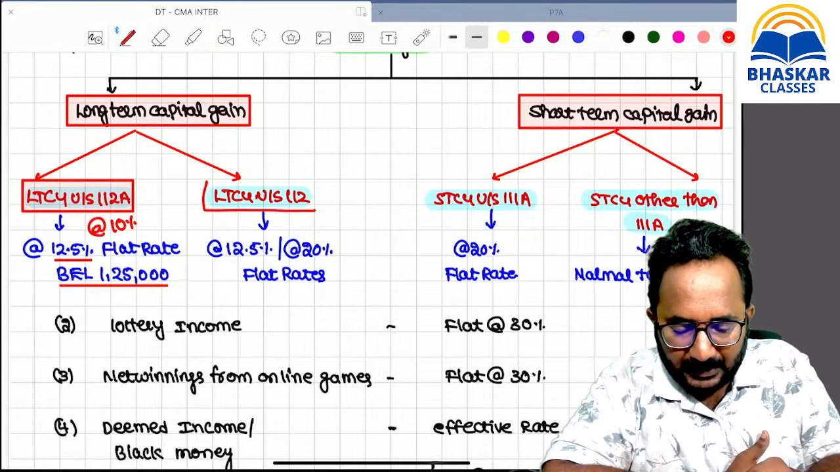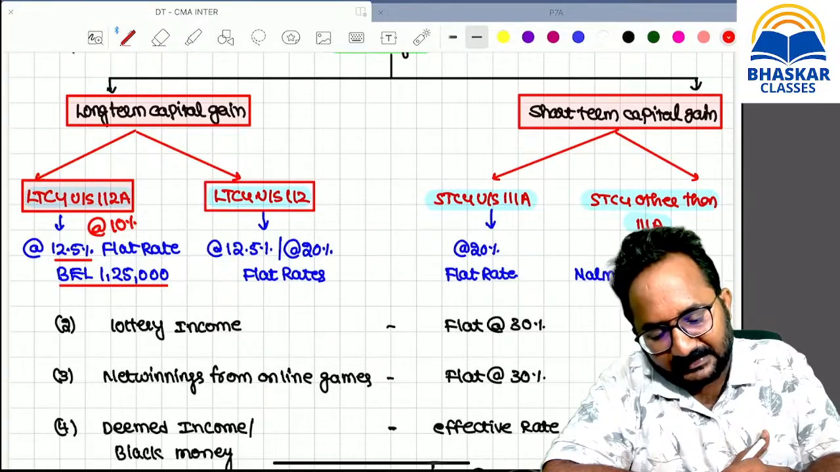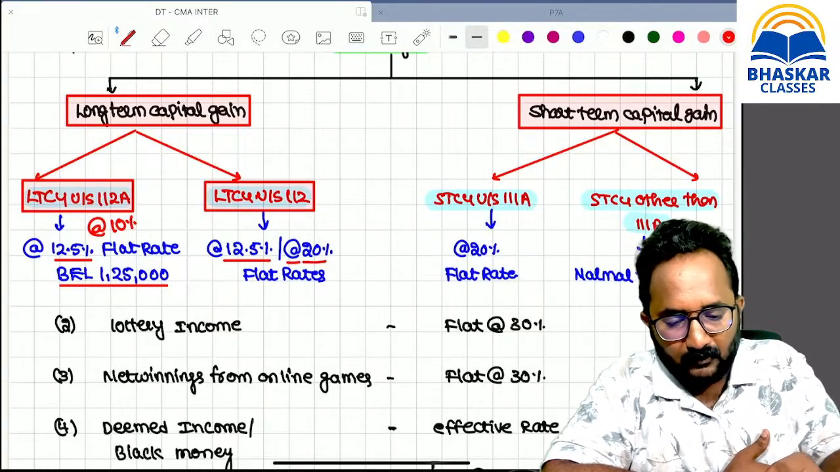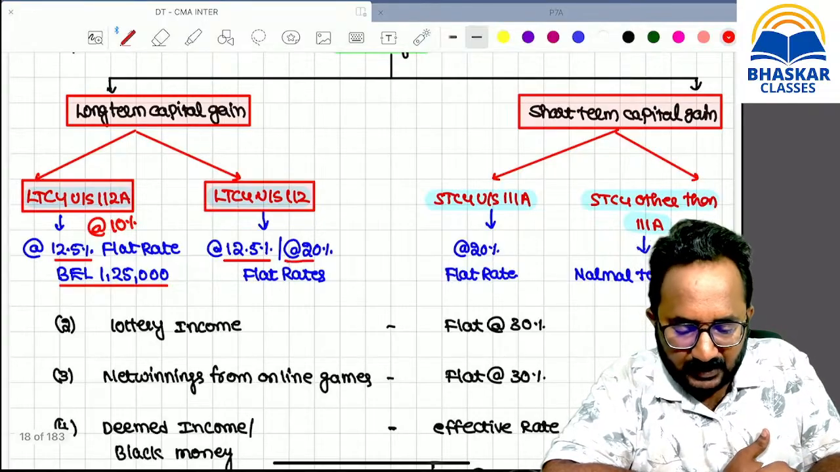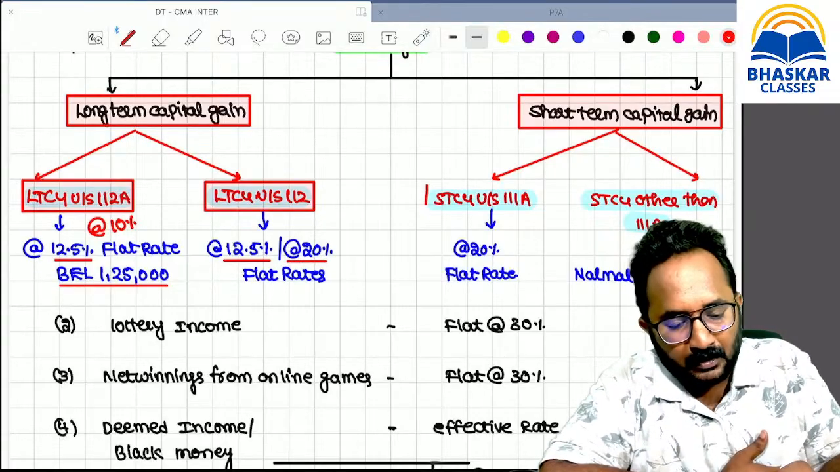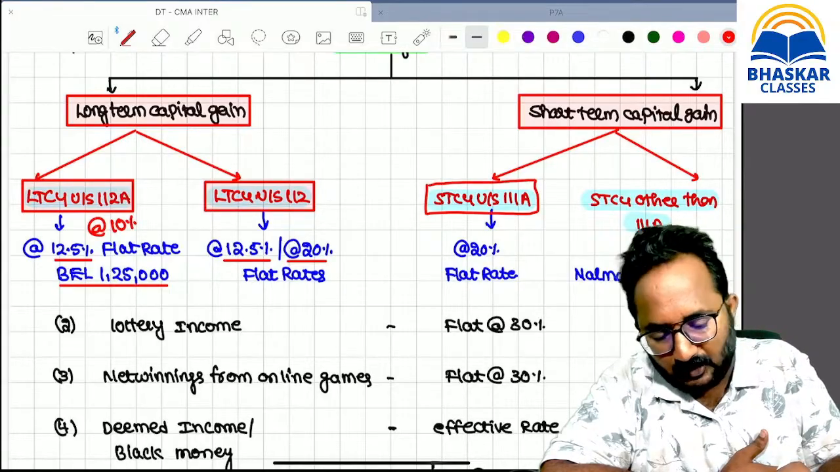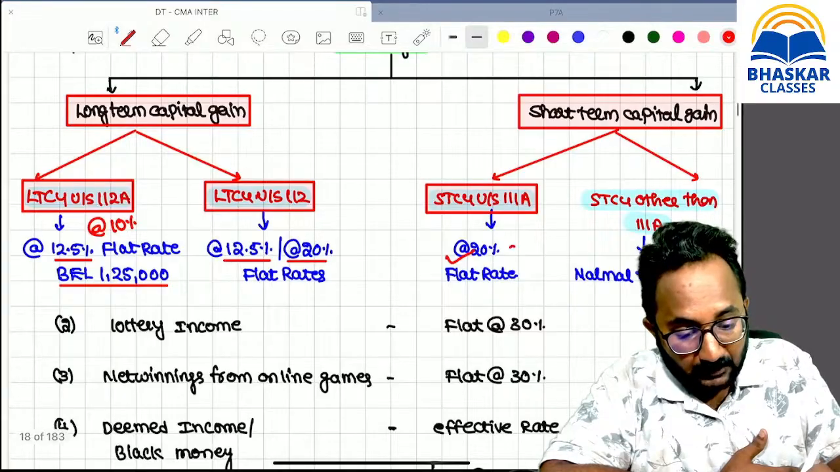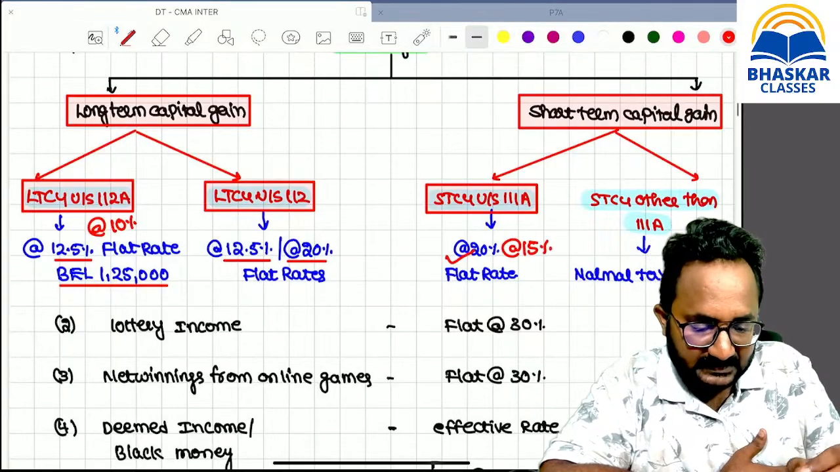Next, long-term capital gain under section 112. It is taxable at the rate of 12.5% or 20%. Where we can apply the 20% and where we can apply the 12.5%, I will tell you. Short-term capital gain under 111A is taxable at the rate of 15%. We have 15% also, please consider this.